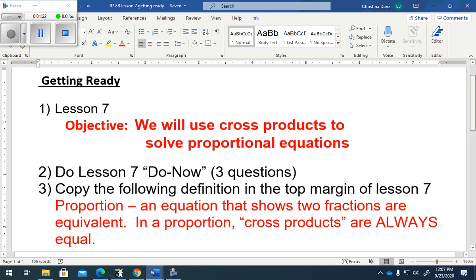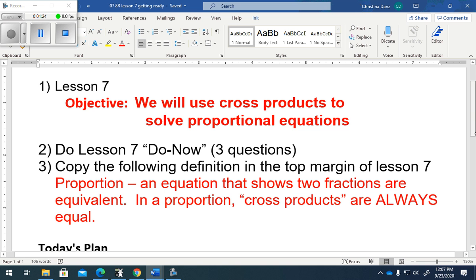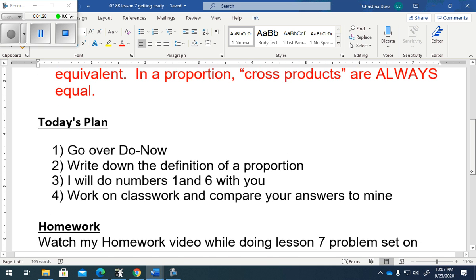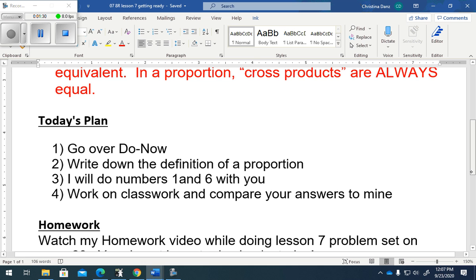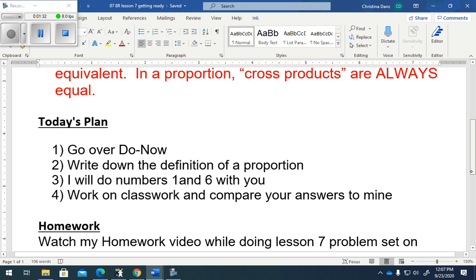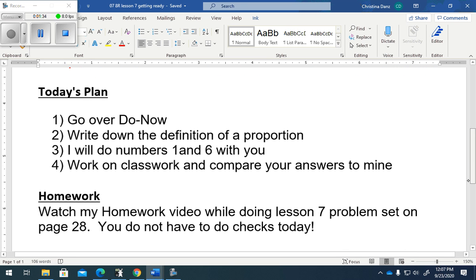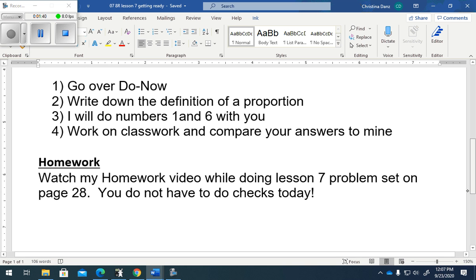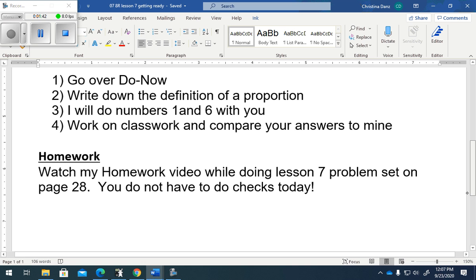I'm also going to show you, and you can always hit pause, guys, if I ever go too fast, of course. I'm also going to show you that today we're going over the do now. You should be writing down the definition of a proportion. I'm going to do some numbers with you, only numbers 1 and 6, and then you're going to work on the rest on your own, and you can compare your answers to mine.